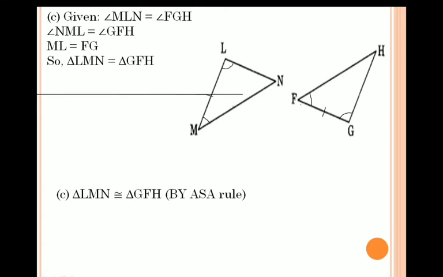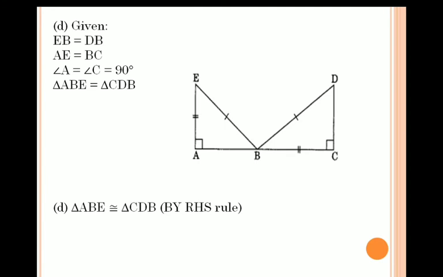But by which rule? This angle, this side, and again this angle. So which rule? ASA rule. So triangle LMN is congruent to triangle GFH by ASA rule. Okay, dear students. So we will move forward to our next example.